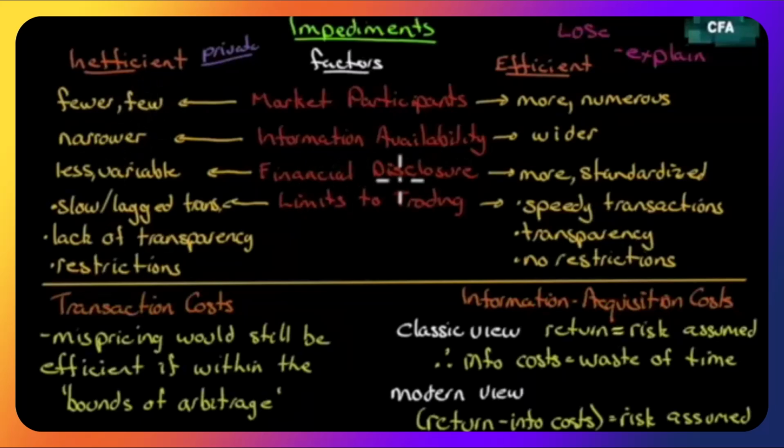Financial disclosure. Efficient markets have more disclosure and more standardized disclosure. We did a whole reading on accounting standards, IFRS and US GAAP. Versus inefficient markets, which have less disclosure and variable reporting standards, where companies report based on how they feel. They don't have to follow the standards because it's not for public consumption, it's private. The limits to trading, whenever limits are set upon trading. Efficient markets have speedy transactions, transparency, and no restrictions on trading, such as short selling.